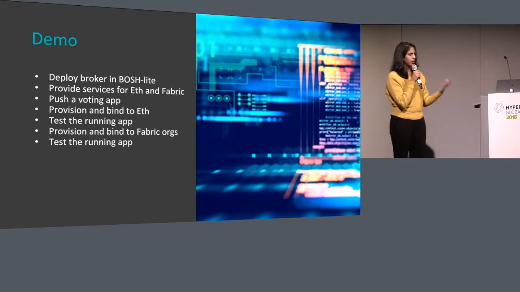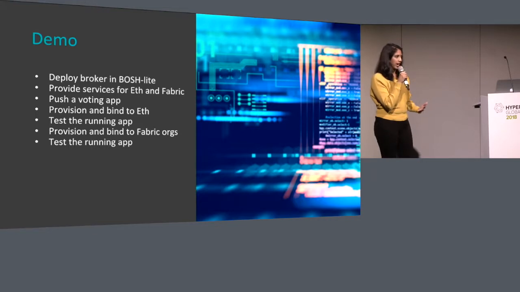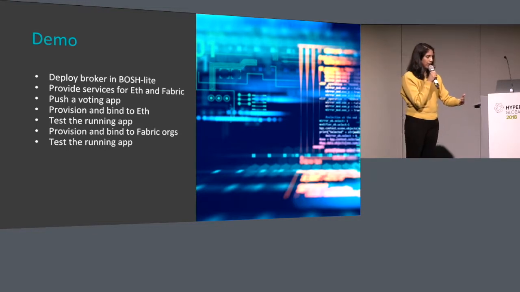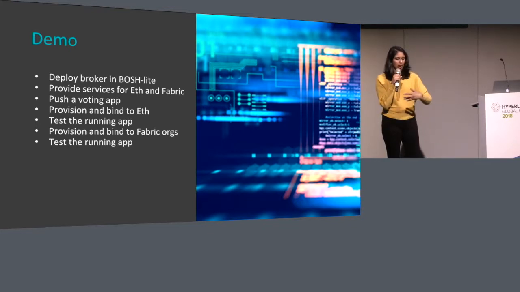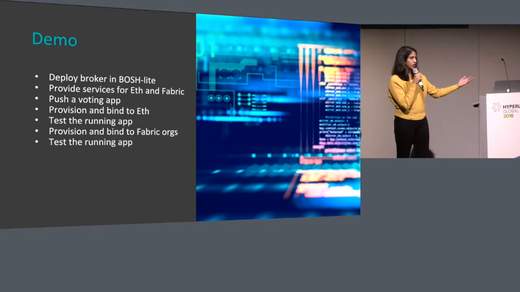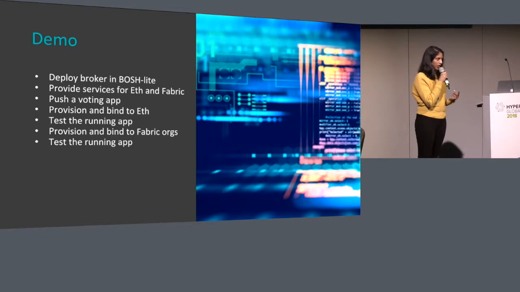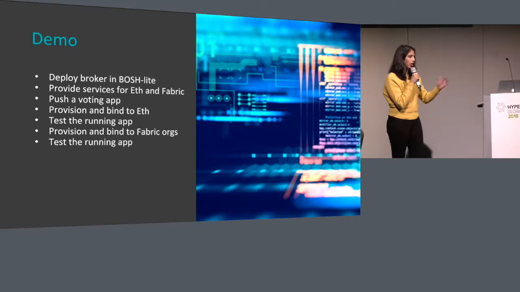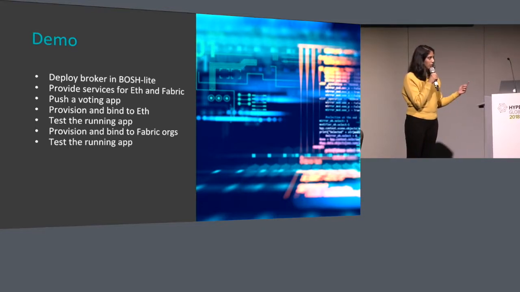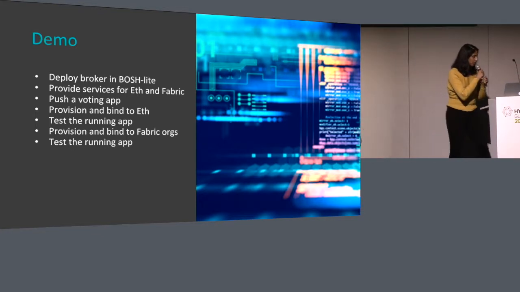We're going to push a voting app, which is basically a decentralized application that we've created. It is going to use Web3.js as its way of communicating with a network. Then we're going to provision it, bind it to the Ethereum service, and show you that the app is running. Then we're going to switch the blockchain network behind the scenes, and show you how the application is still working, and all we've done is switch which network it's talking to. And then with that, let me try.